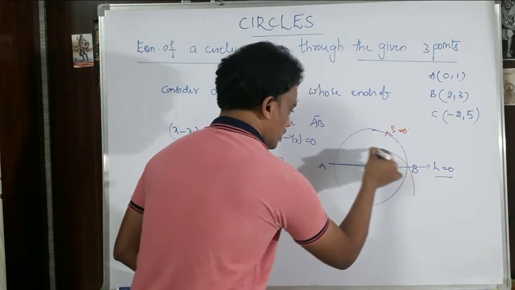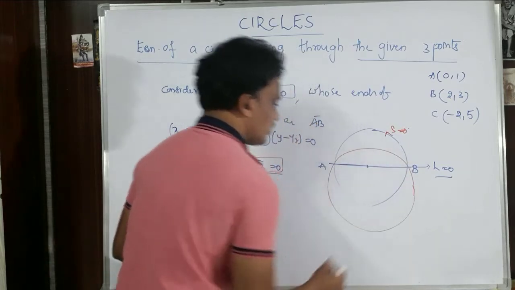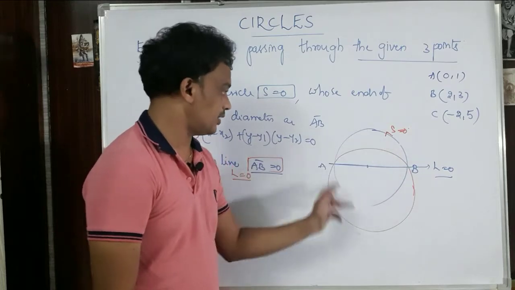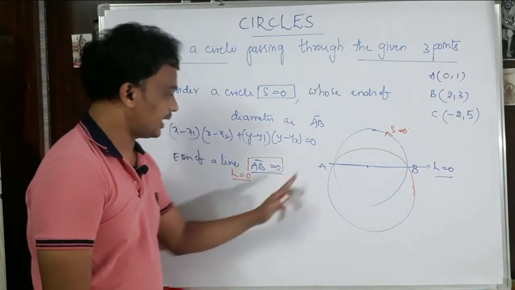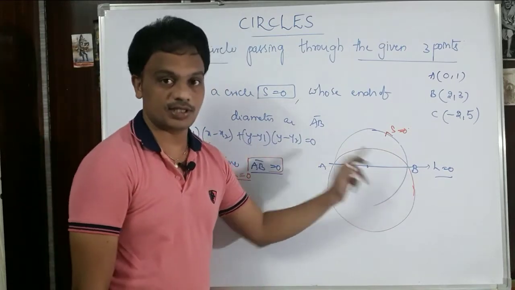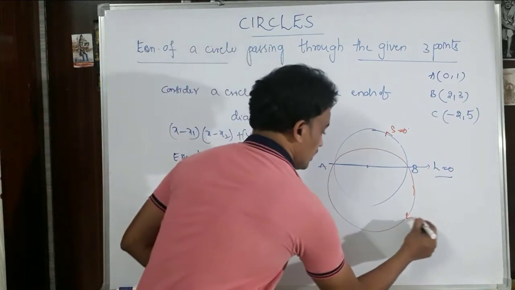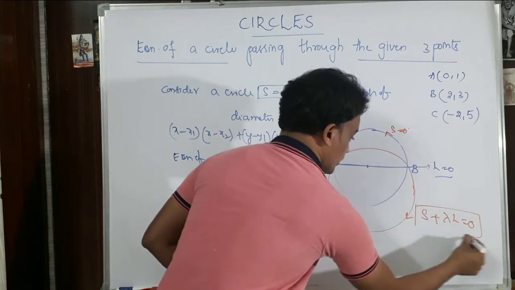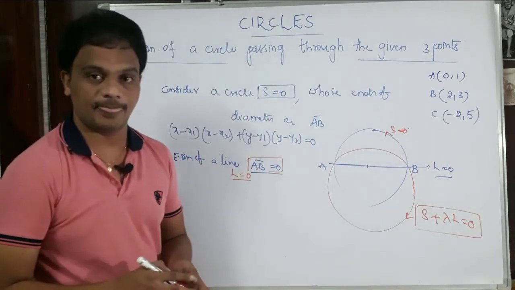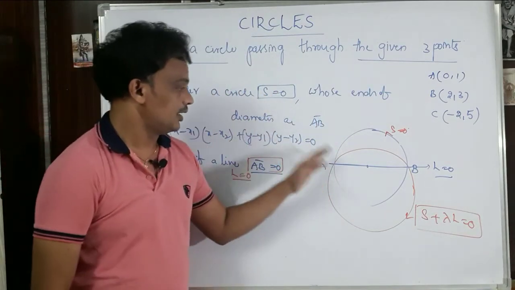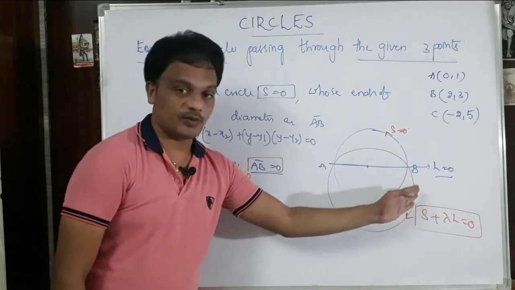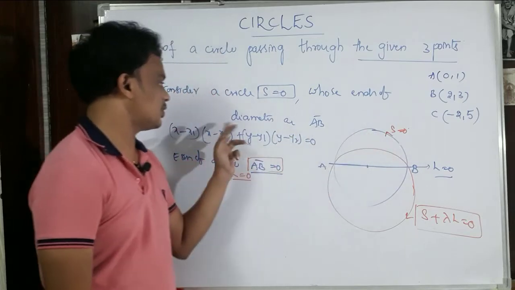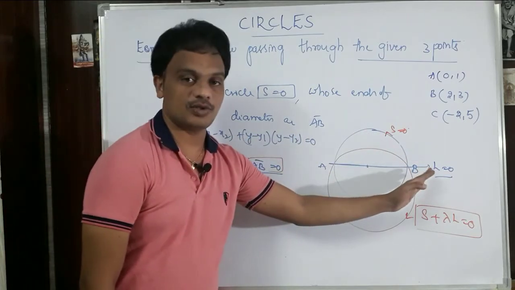The equation of the required circle, which is passing through the point of intersection of S equals 0 and the line L equals 0, I just explained is in the form S plus lambda L equals 0. This is the required circle, which is passing through our assumed circle S equals 0 and the line L equals 0.